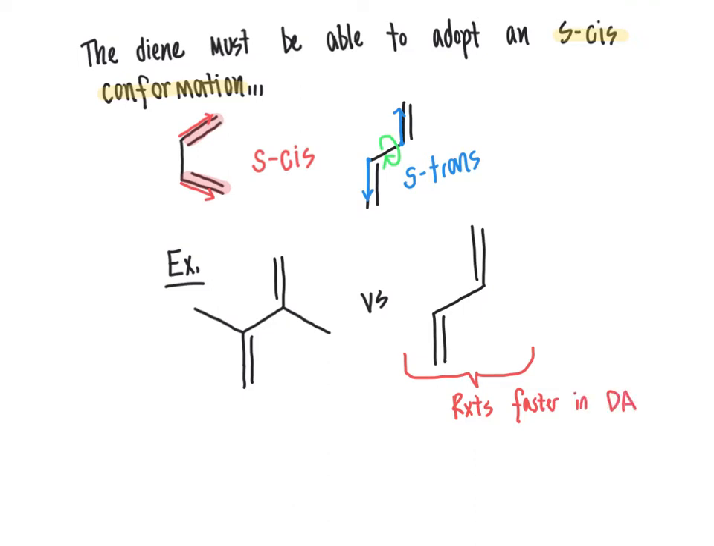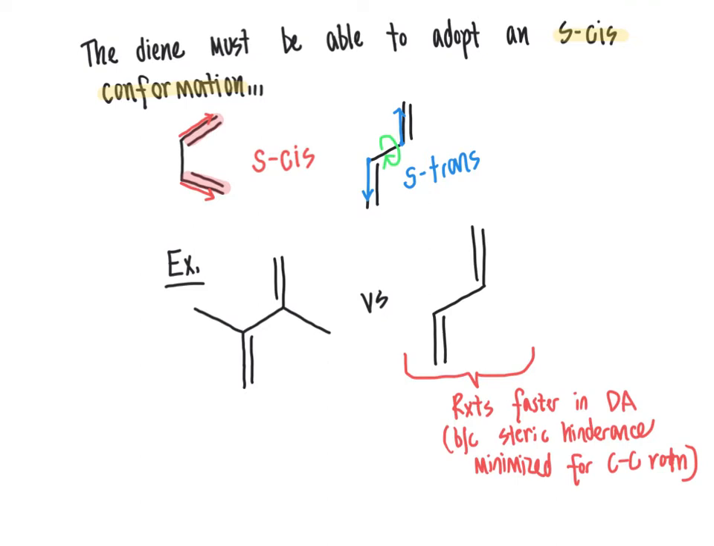And the reason why is because there's less steric hindrance that would prevent or impede the rotation around the carbon-carbon single bond to transform the S-trans conformation into the S-cis conformation. So this is going to react faster in the Diels Alder because the steric hindrance is minimized for the carbon-carbon bond rotation that is necessary for creating the S-cis conformation.